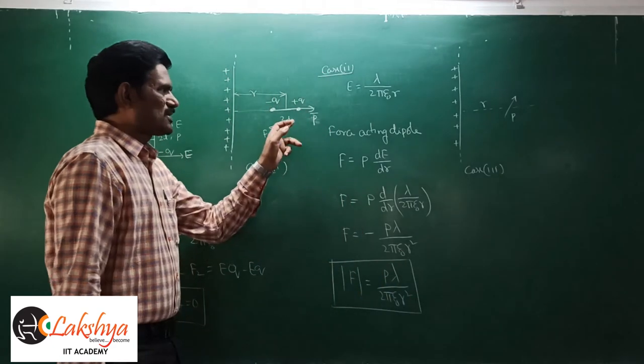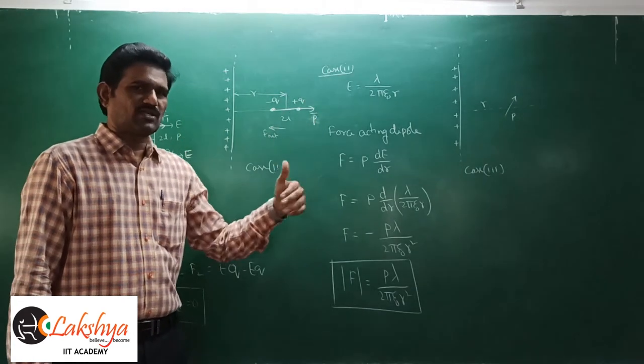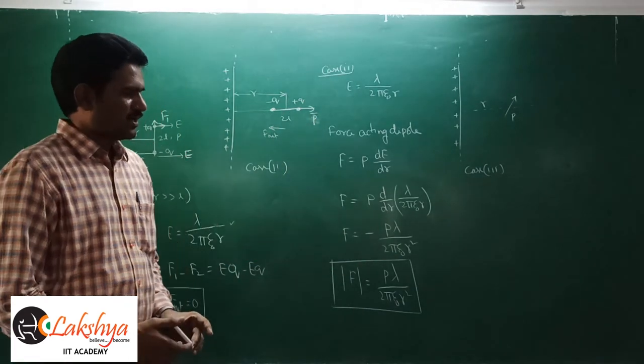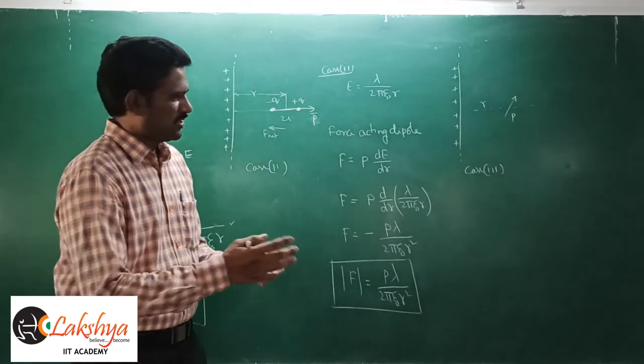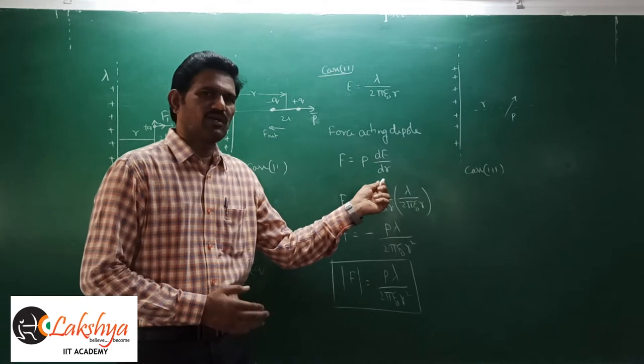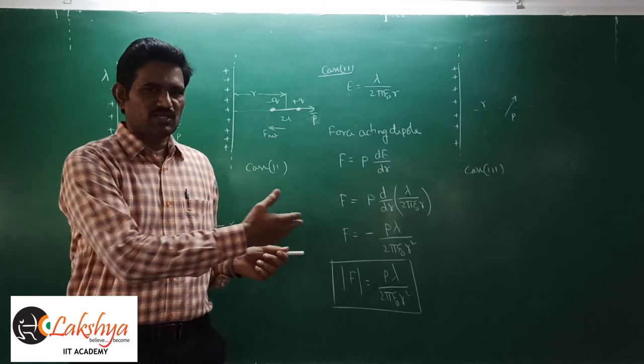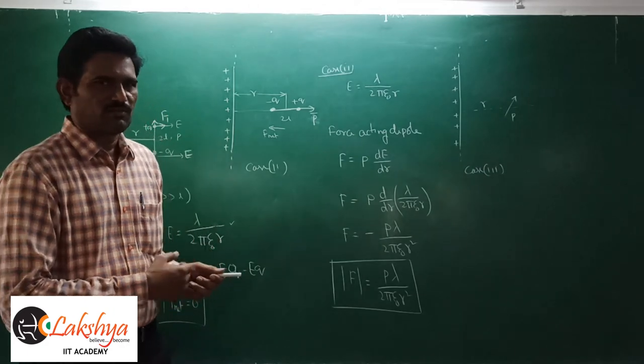So if the dipole is placed like this, then the force will be attractive. If you reverse the dipole direction, then the force will be repulsive. Here, in terms of potential, we need to write actually P into dE by dr into cos theta. If you derive it from the potential energy, as we discussed previously, you will get that.